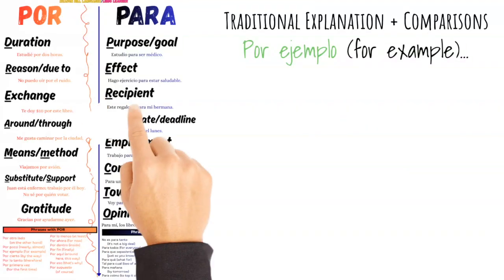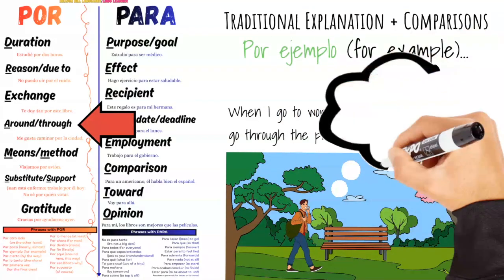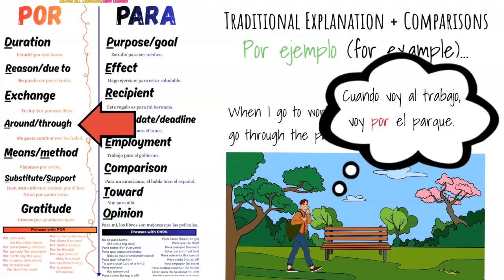We use por for the words around and through. Me gusta caminar por la ciudad. I like walking around the city. How would you say, when I go to work, I go through the park? That's right. Cuando voy al trabajo, voy por el parque.